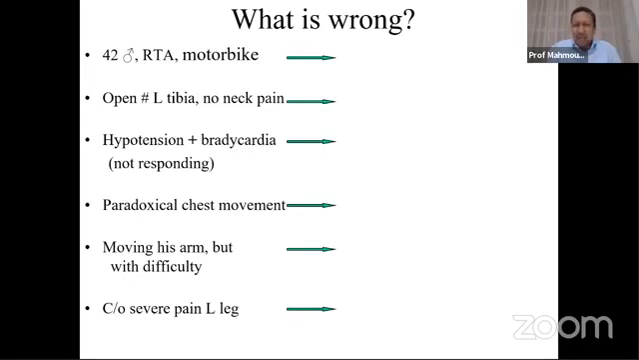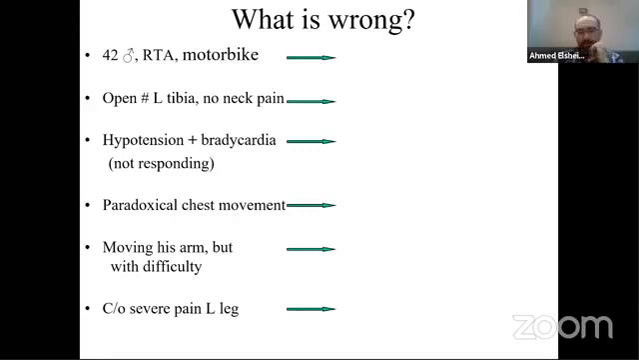Motorbike accident, probably was thrown away, maybe several meters away from his motorbike. You get that open fracture tibia, and patient is talking, but when you talk to him, do you have any pain in your neck? No, and he has this hypotension, bradycardia. Chest trauma, cardiac arrhythmia, shock. Shock, yes, hypotension means shock. But with shock, with hypotension, usually there is tachycardia. Here, the patient has got bradycardia, which is unusual.